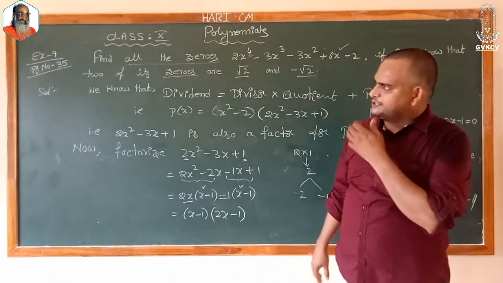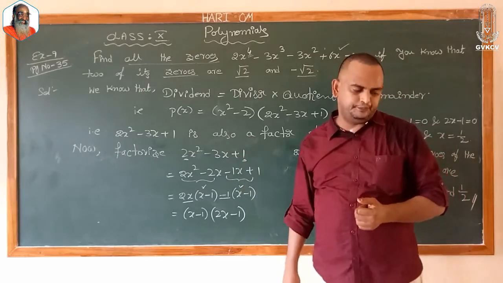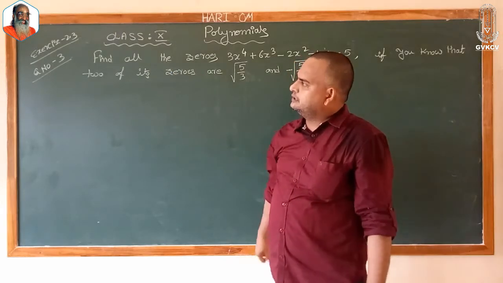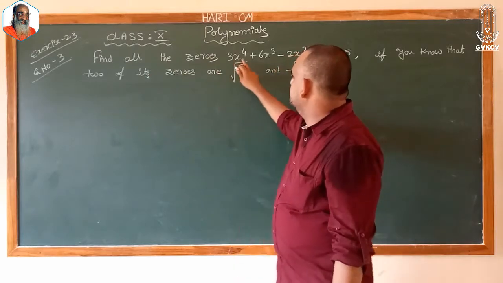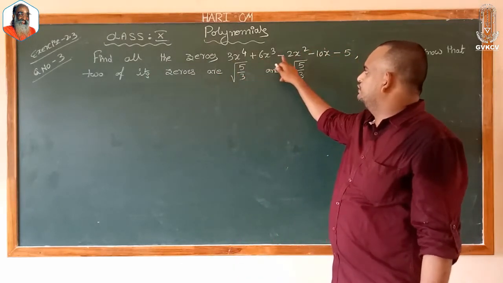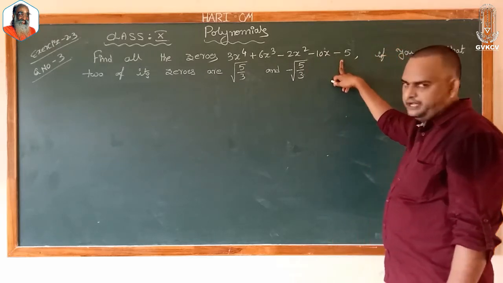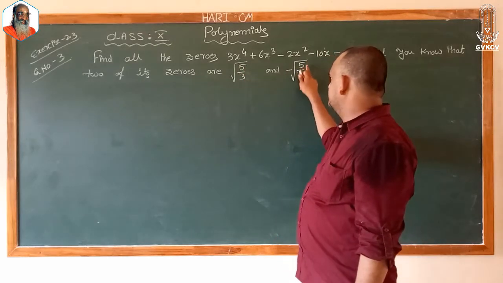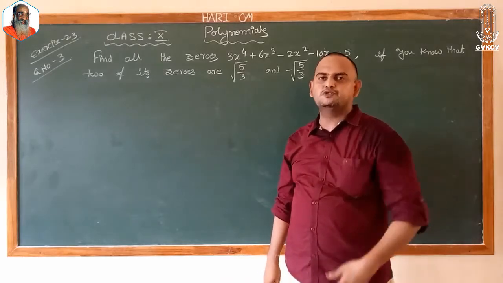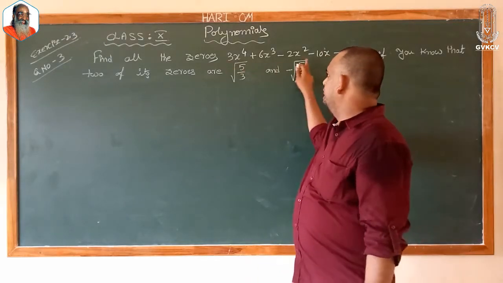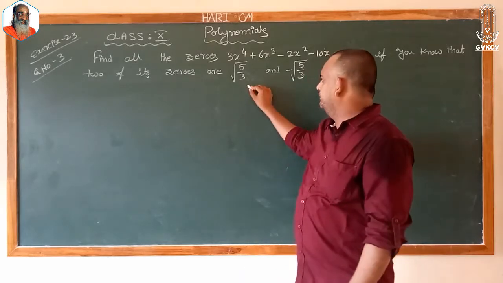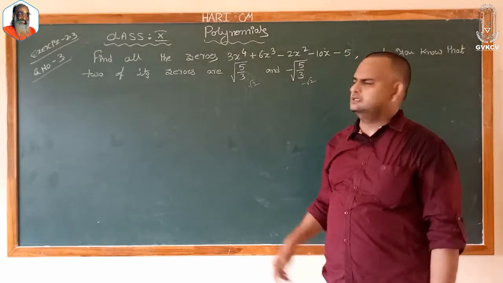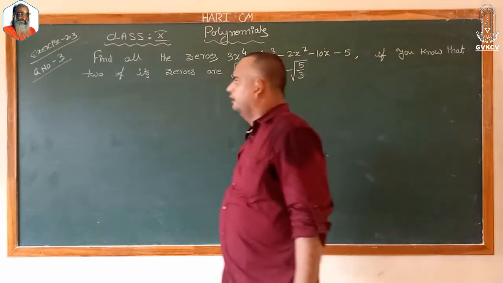Now based on this we have one more exercise problem. Let us finish that exercise problem also. Let us have another problem in the same model from exercise 2.3, question number 3. Find all the zeros of 3x power 4 plus 6x cube minus 2x square minus 10x minus 5, if you know that 2 of its zeros are root 5 by 3 and minus root 5 by 3. Just like our previous problem, there also they have given a 4th degree polynomial and given plus root 2 and minus root 2 as the 2 zeros, and then asked you to find the other 2 zeros. The same procedure we have. Let us see how to solve it.